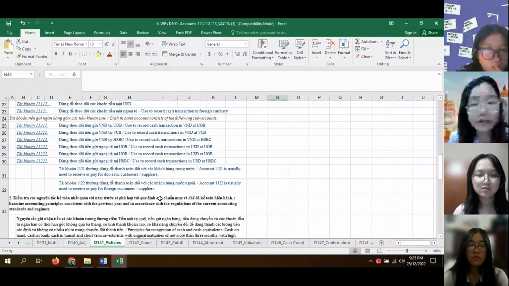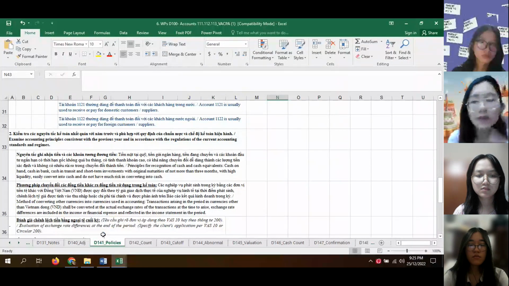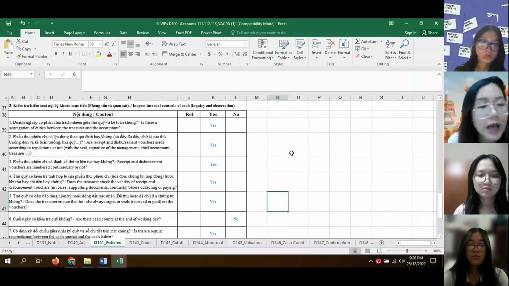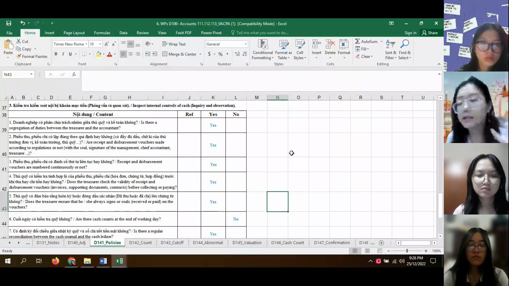Just keep it, don't scroll. And as you can see, you scroll down. We have a task to inspect the internal control of cash. And then we will check, like first, is there any segregation of duties between treasurer and the accountants? For every yes answer I don't care about it. I will just care about the no answer.